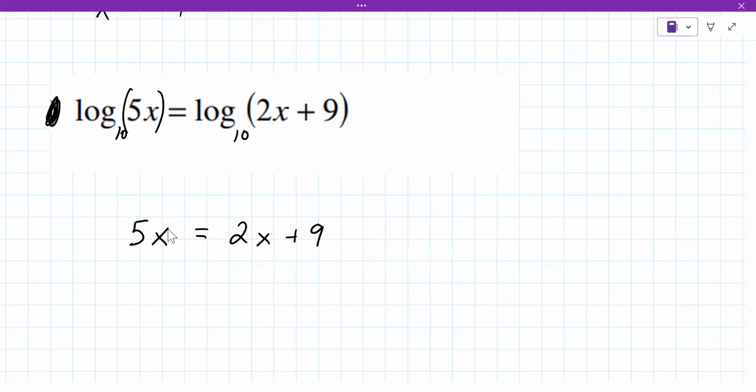I did that. So it would be 3x equals 9, and then I divided by 3. So the answer is x equals 3. Good. Very good. That's fantastic.